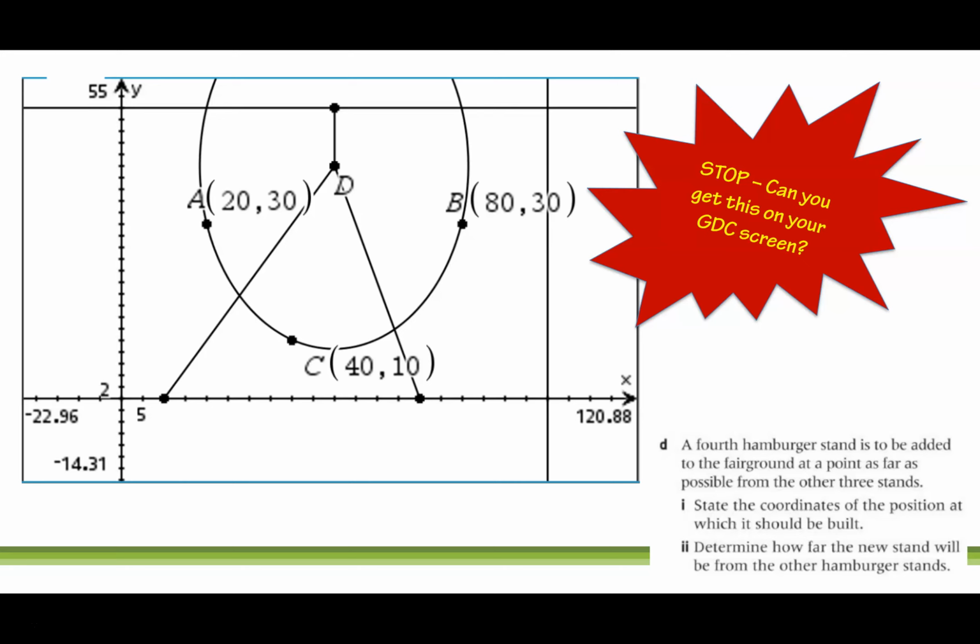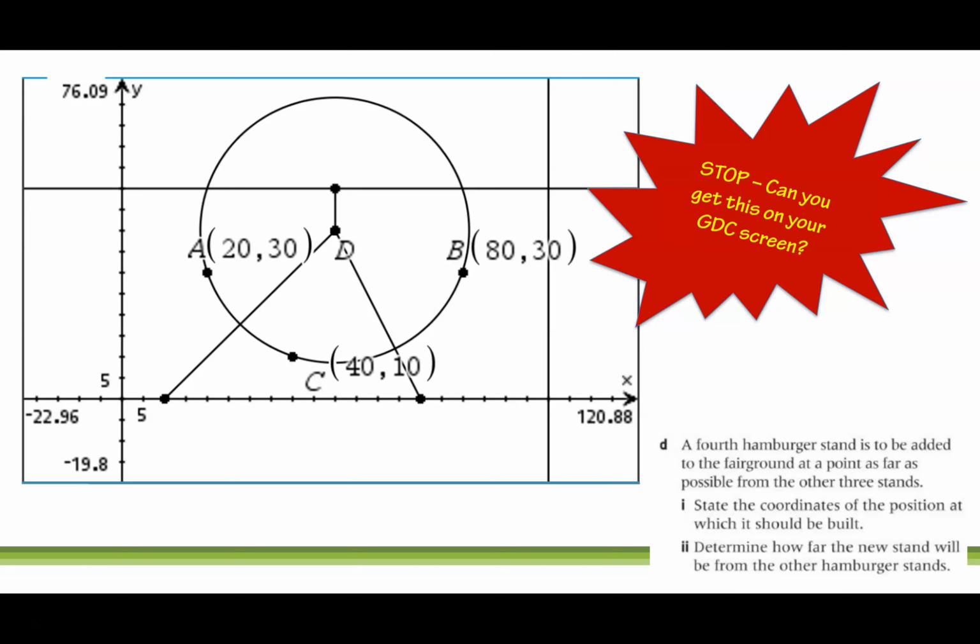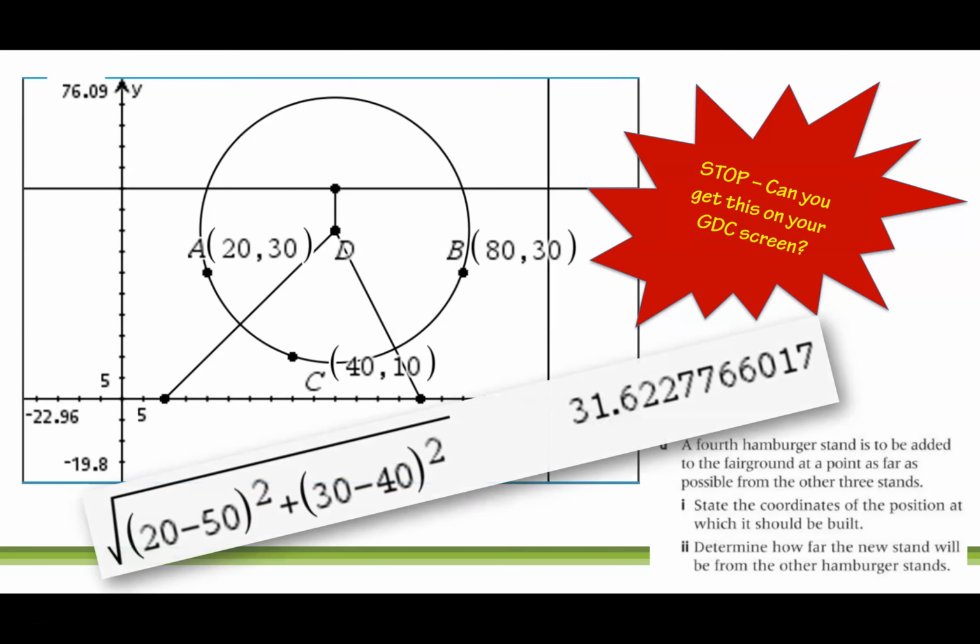So I'm going to go ahead and change it back to a square scale. That looks a lot more representative. You can see the Voronoi diagram, those line segments in there. How far will the new stand be from the other stands? Well, I can go ahead and do the distance. Now, again, I found the distance between point D, which is at (50, 40), from point A, whose coordinates are (20, 30). Use the distance formula, and I can see I'm 31.6 meters away from A and from B and from C, and that's the farthest I can get from each of those other points.